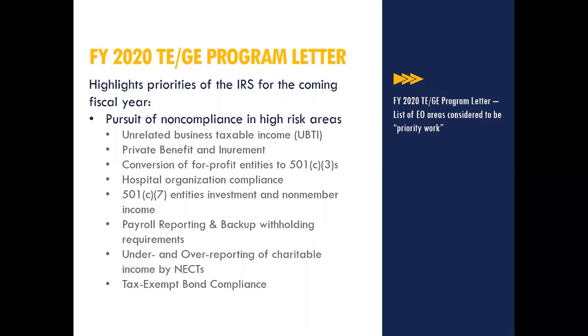And then a couple others on here, C7 entity investment in non-member, under and over reporting of charitable income by those non-exempt, and then tax exempt bond compliance as another area.